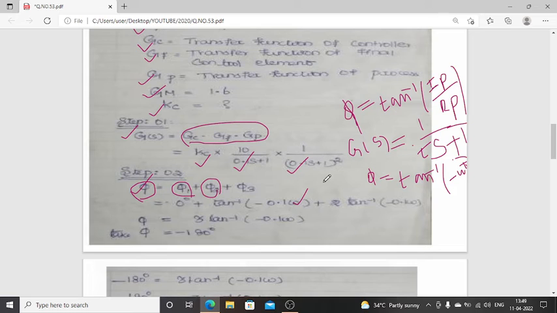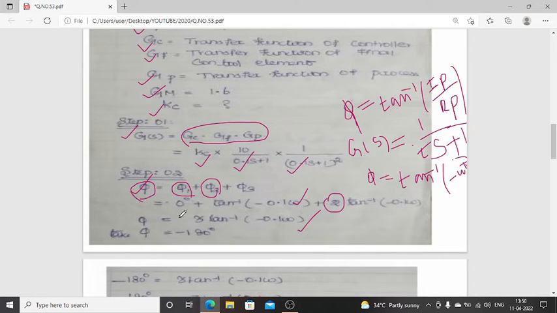Okay. So the third transfer function, 1 by (0.1 s plus 1) whole square. This is a multi-capacity system, tau 1 s plus 1 into tau 2 s plus 1. Here we have two first order systems. That's why the phase angle is 2 tan inverse of minus omega tau, with tau value 0.1. So the phase angle is totally 3 tan inverse of minus 0.1 omega.